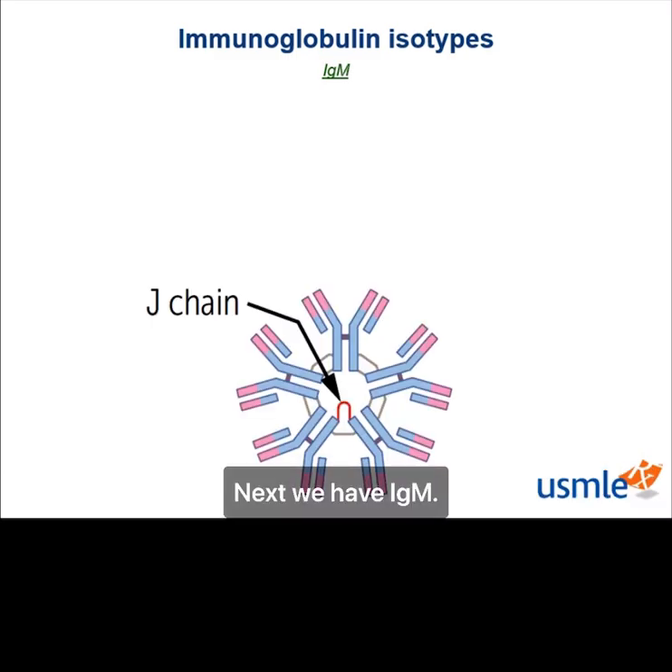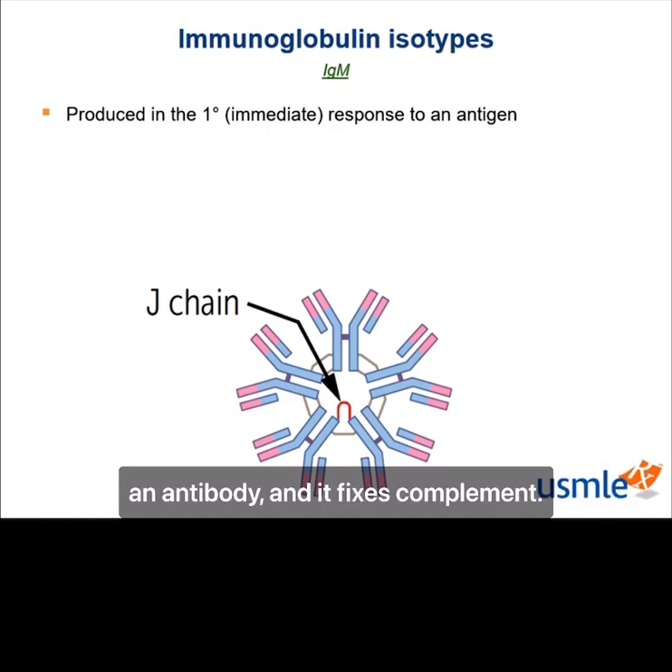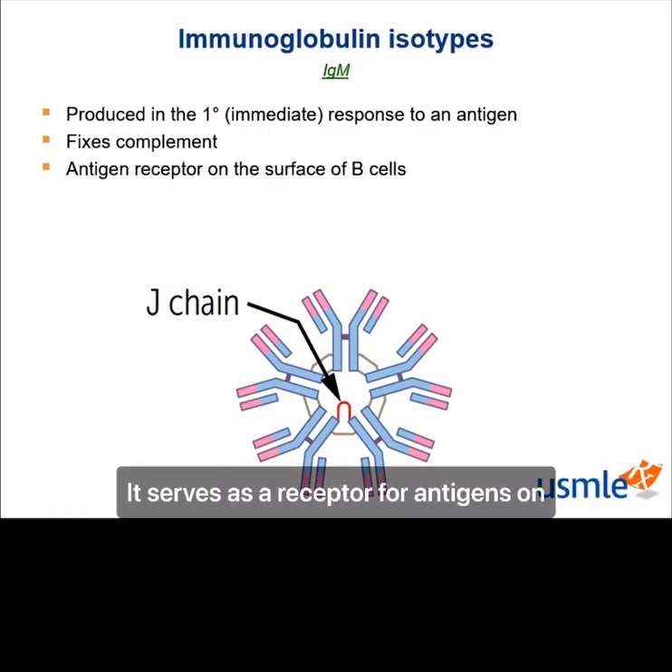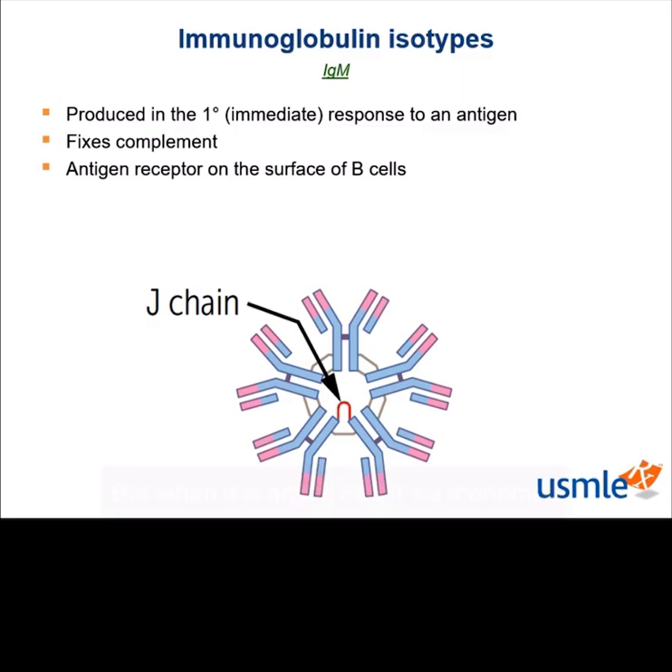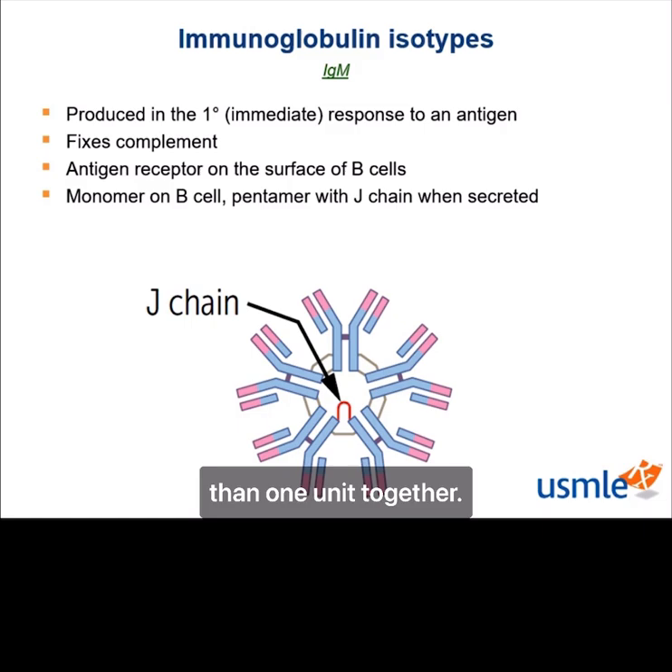Next, we have IgM. It is produced in the primary, immediate response to an antibody, and it fixes complement. It serves as a receptor for antigens on the surface of B cells. But when it is on a B cell, it's a monomer. When it is secreted, it's a pentamer. Just like IgA, it needs the J chain to link more than one unit together.